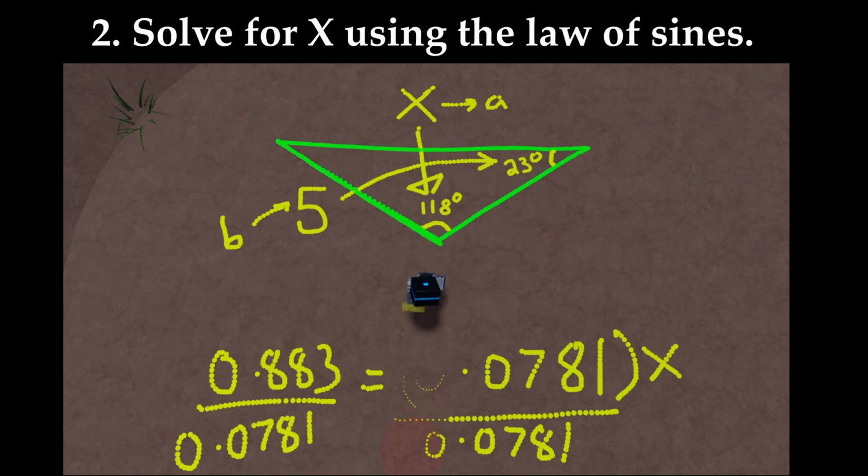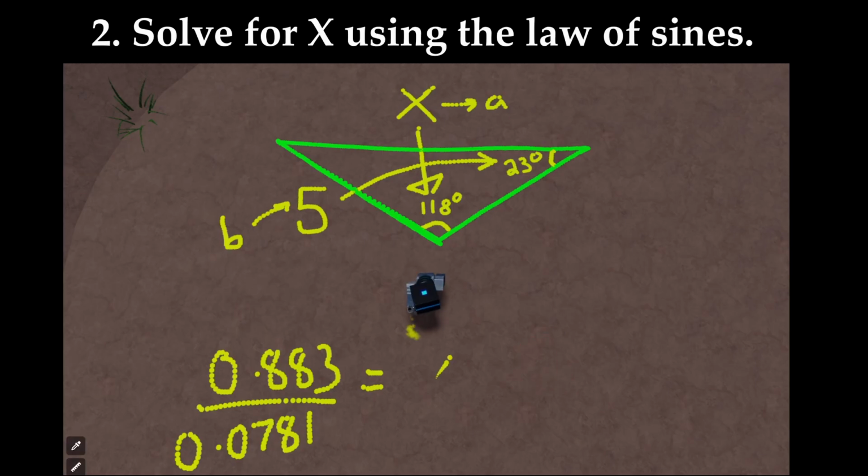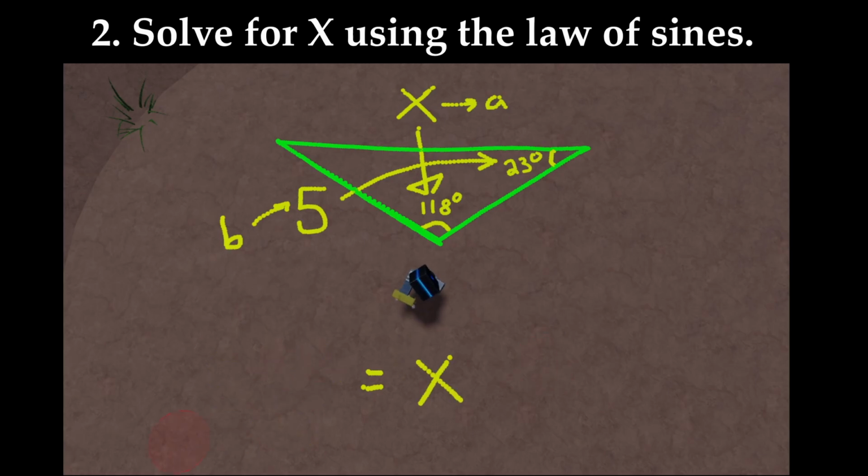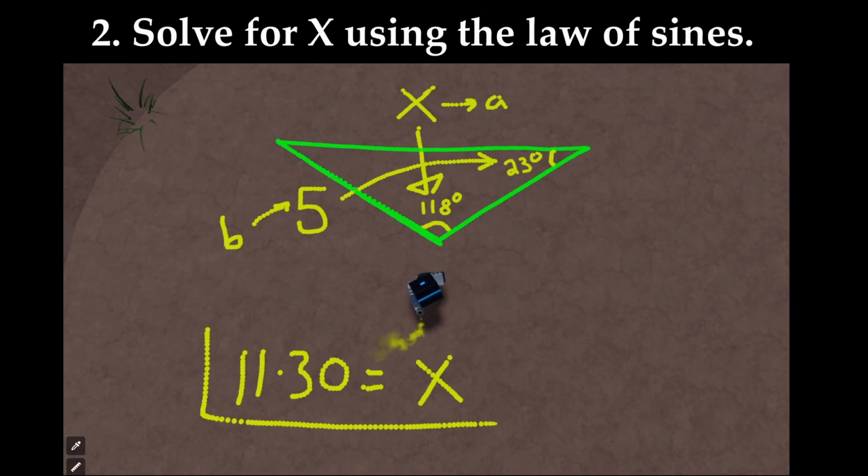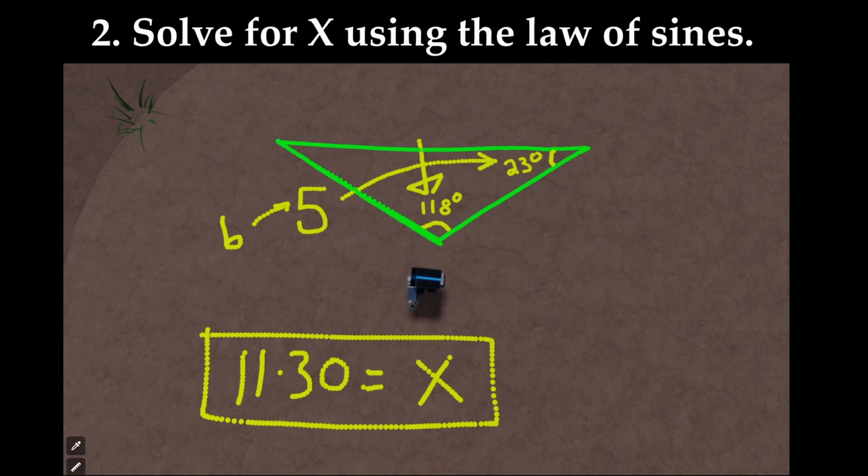So now just do that math on a calculator. If you do 0.883 divided by 0.0781, you should get that x is equal to 11.30. So this is x, and that is our answer. Let me fill that in up here. So this was just 11.3. Let's go to the next one.